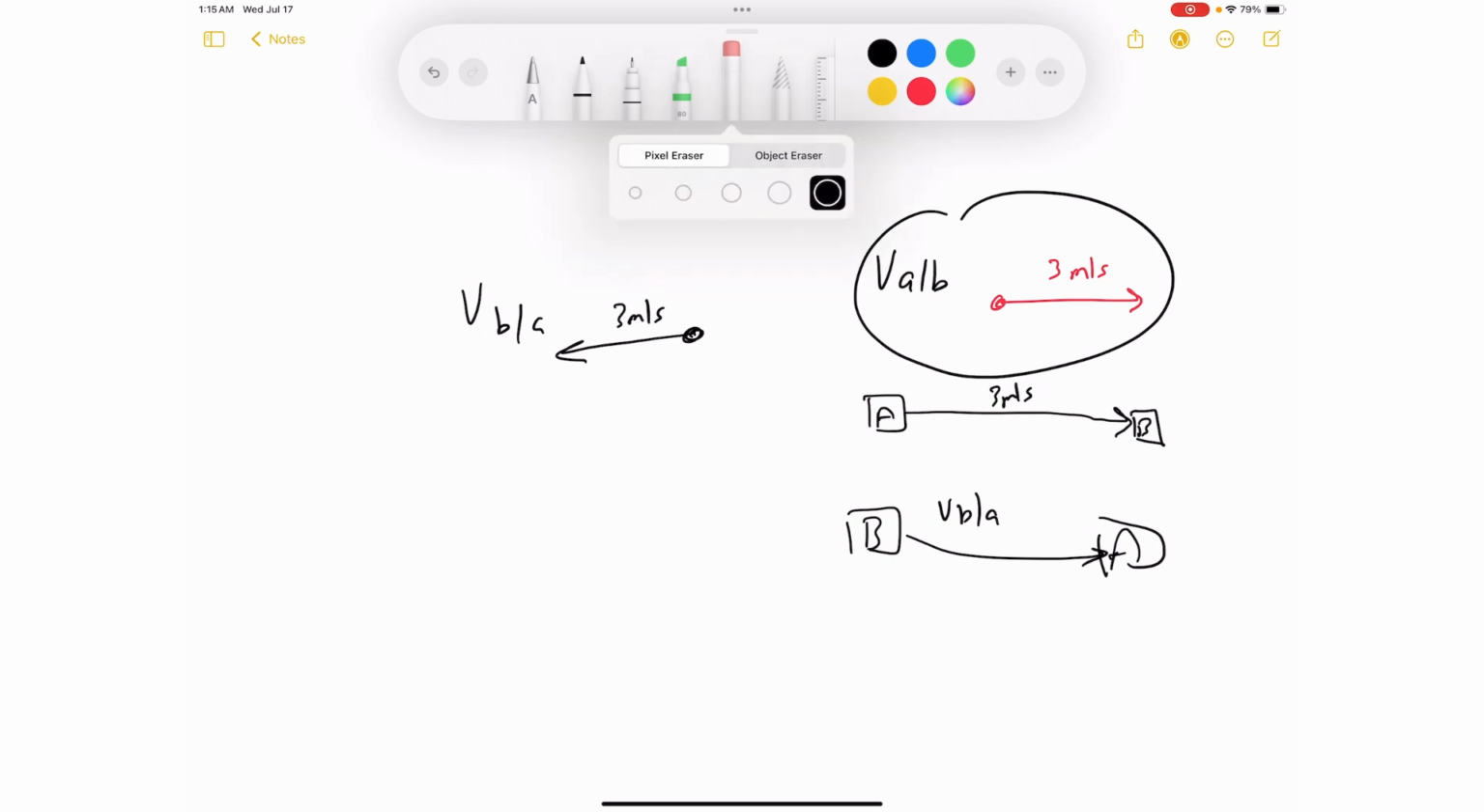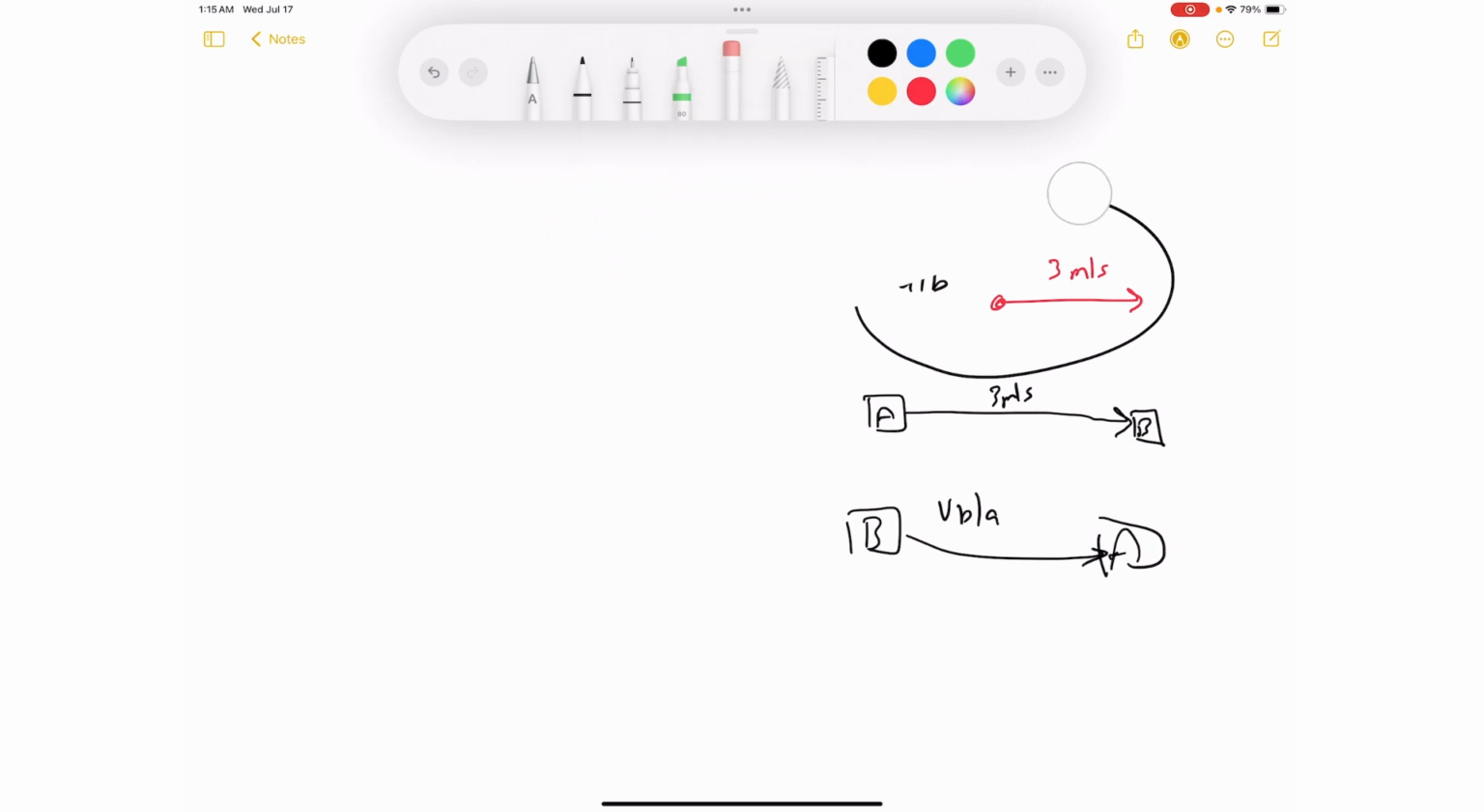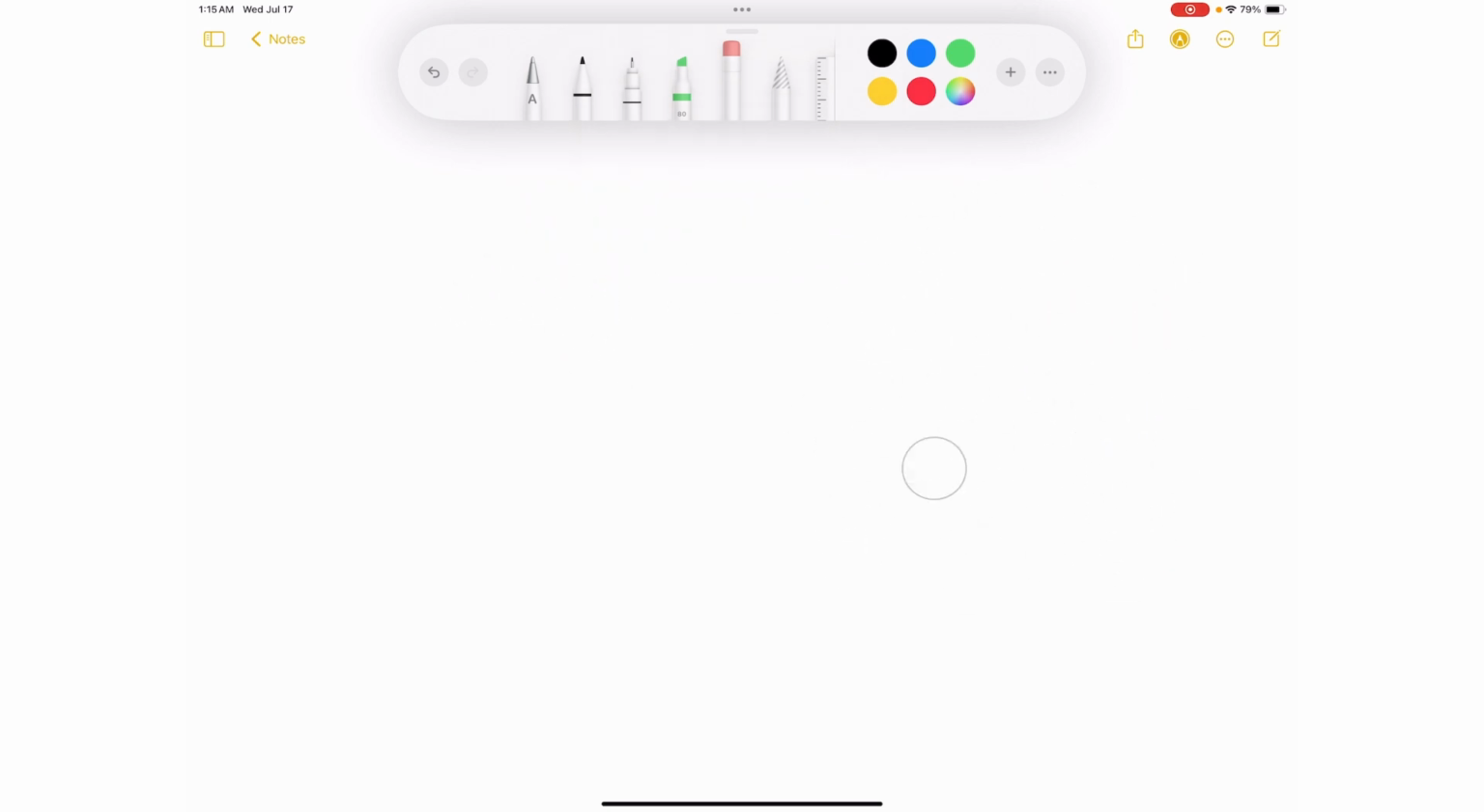So that was a small aside. All right, so I'm going to erase this, and then we're going to get back to the problem, because we're going to use these techniques in this problem. All right, so here we are.